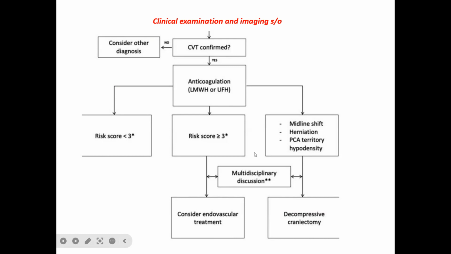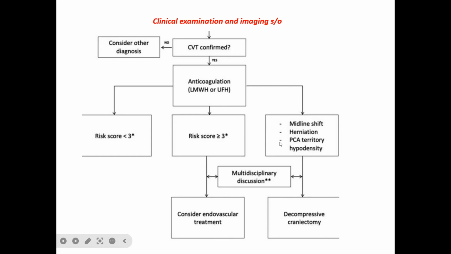What is the importance of PCA territory hypodensity in a setting of CVT or any raised ICT? Anybody tell? What does it indicate? PCA territory hypodensity in a raised ICT patient. Anybody? Okay. In a case of raised ICT, due to the midline shift, if herniation starts occurring, that will cause posterior cerebral artery compression. That will lead to early PCA territory infarct or PCA hypodensity.